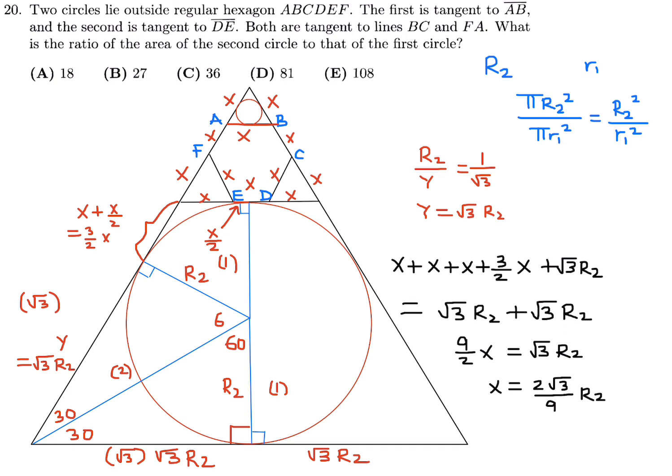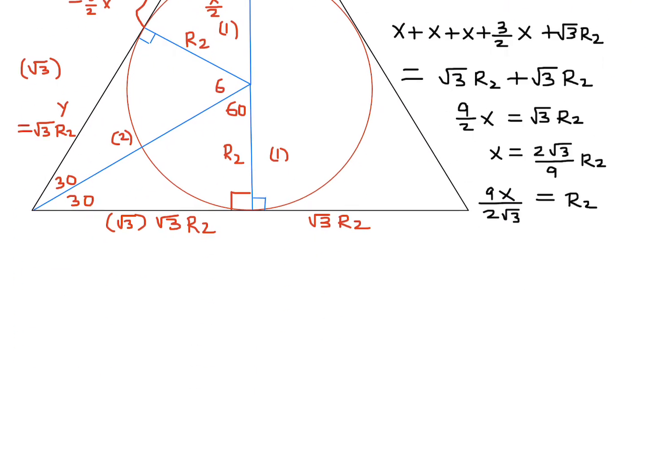Or if you want to do it the other way, if you feel it's necessary, it could be that R2 is equal to 9x over 2 root 3. Now at this point, we have to figure out R1. And where is R1? It's this little circle right here. So that little circle, I obviously will need to make it much bigger. So I will draw that little diagram again. So I've drawn that diagram a little bit bigger to illustrate what I need to do.